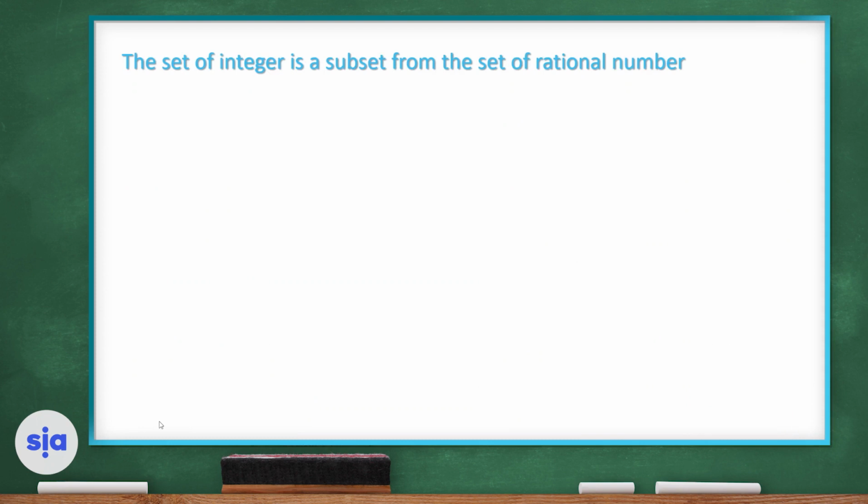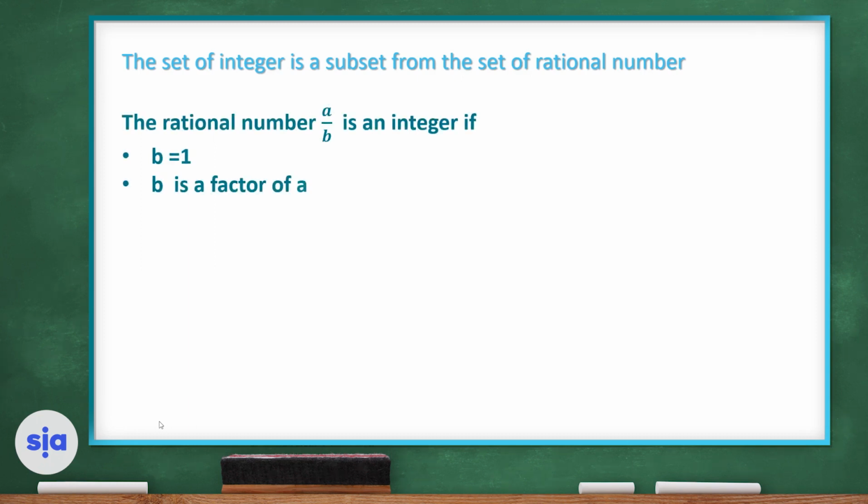The set of integers is a subset of the set of rational numbers. The rational number a over b is an integer if what? If b is equal to 1, or b is a factor of a.